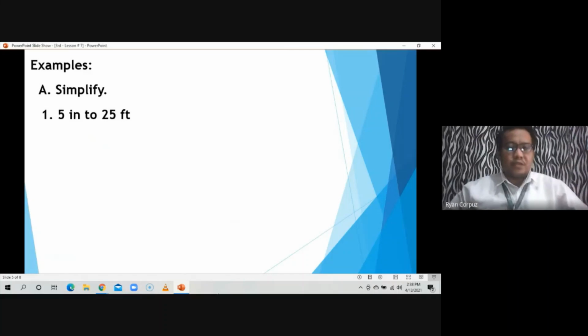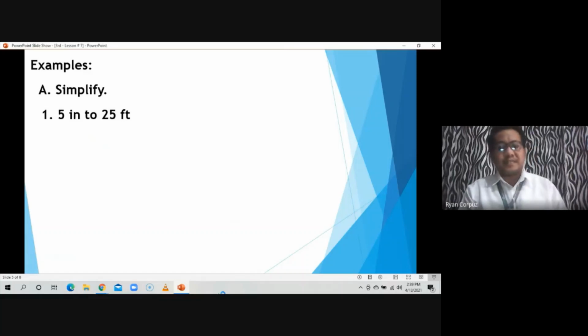So kung may 12 inches in 1 foot, ilan sa 10 feet? Meron tayong 120 inches. Sa 20, sa another 10 is another 120. So we do have 240 inches. Then 5 feet, how many inches? We do have 60 inches. So all in all, we do have 300 inches. 120 plus 120 plus 60. So we do have 300 inches.